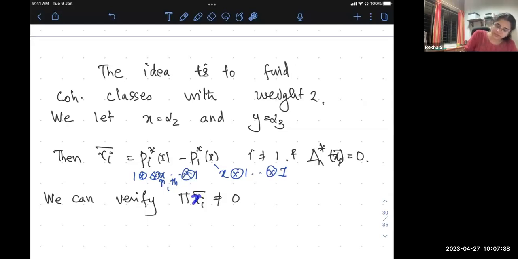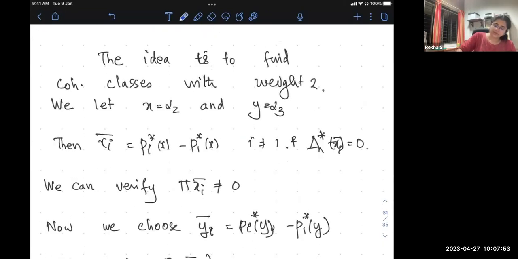One can verify that when we take these elements and take their product over i going from 2 to n, this will turn out to be non-zero, under the assumptions that we have made.